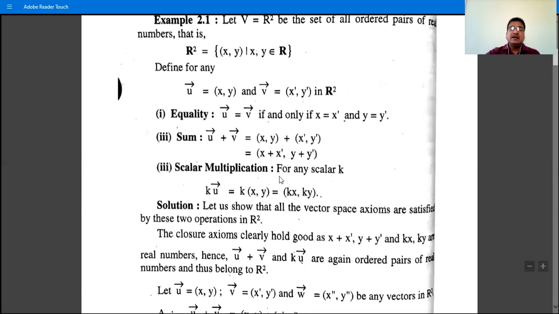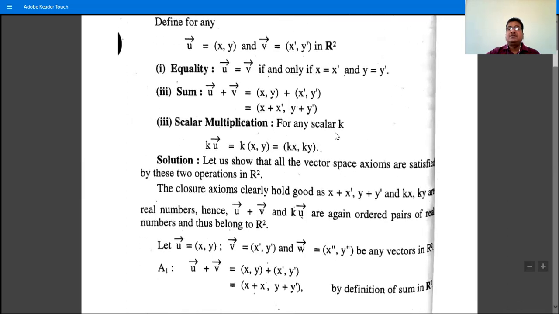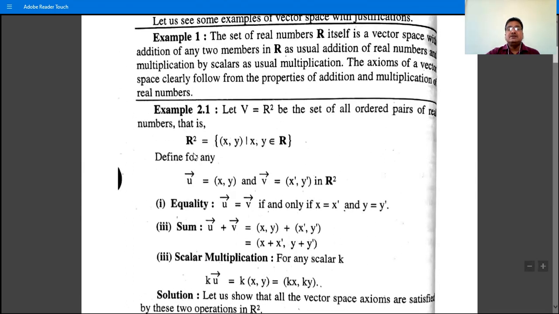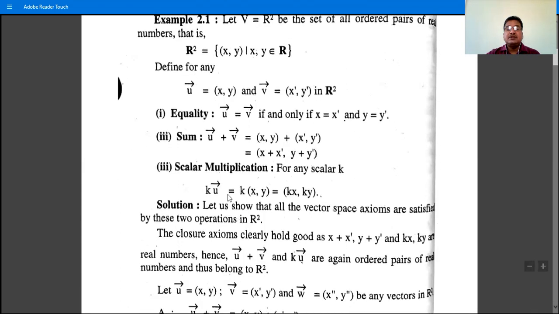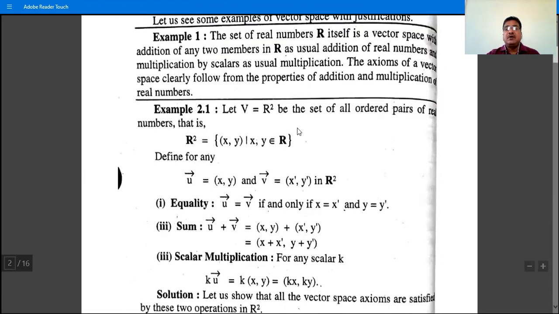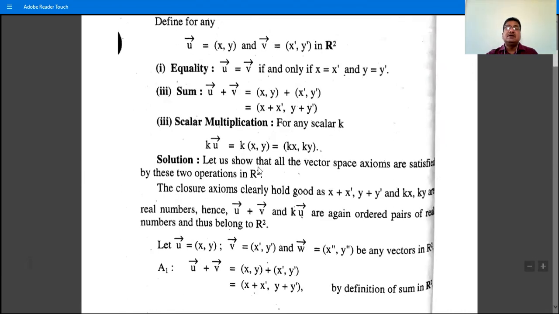And the scalar multiplication for scalar k, where k is a real number, means k into ū is k times ū. ū is this (x, y), so it is (kx, ky). So with respect to these two operations, sum and scalar multiplication, this R square is a vector space. The elements of R square, with respect to these two operations, satisfy these 10 properties. That's why this R square, the set of all real ordered pairs, is a vector space or a linear space.